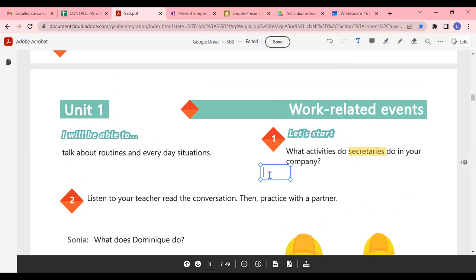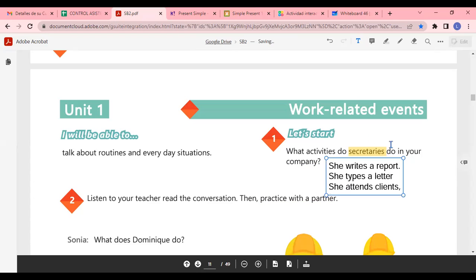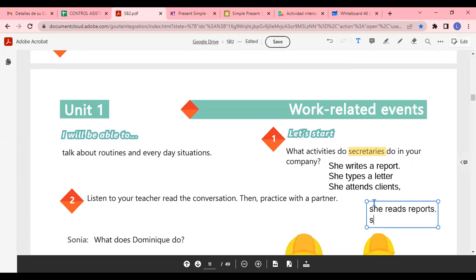Write a report. Okay, she writes a report. Okay, anything else? She takes letters. Oh, she types letters. She attends client. Oh, she attends clients. Very good. Amazing. Any other ideas? ¿Alguna otra idea que quieran agregar? Oh, very good. She reads reports. She calls clients. Very good.